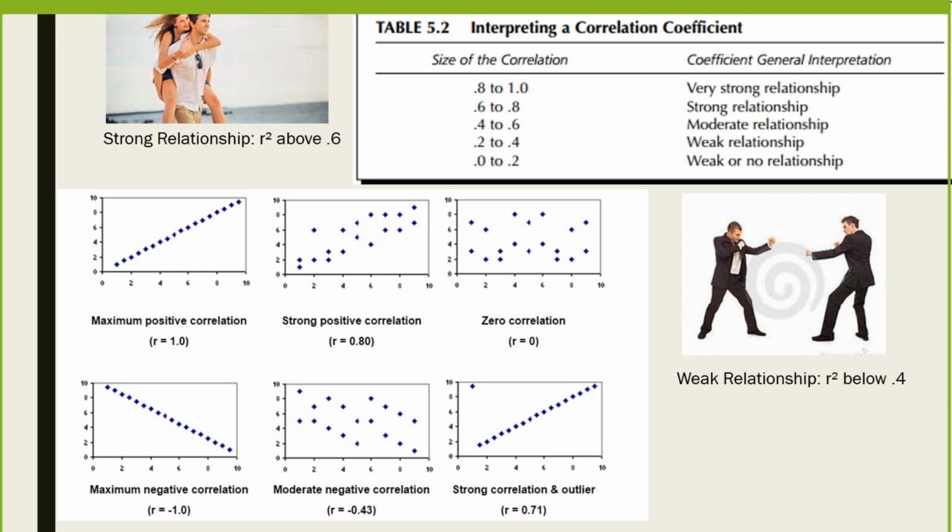If you square your correlation coefficient, you'll end up with a measure of strength. So if your R squared ends up being between 0.6 and 1, so 0.6 is less than x, then you have a strong relationship. If you are between 0.4 and 0.6, or at them, then you've got a moderate relationship. And if you've got a value that is below 0.4, you've got a weak relationship.